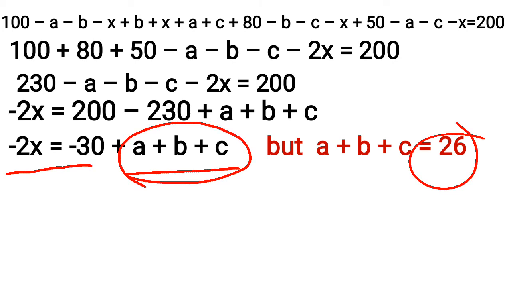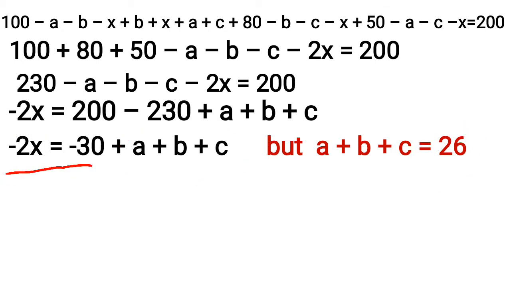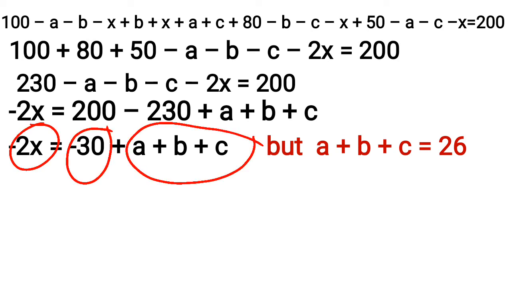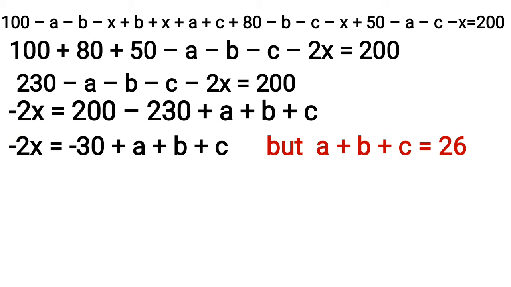So that's going to be negative 2x is equal to negative 30 plus 26. That's how it's going to be, because wherever we see a plus b plus c, we should put 26. All right, so I have negative 2x equals negative 30 plus 26. So you see now the a, b, c's are gone. We are left with only x, which becomes very easy to find. So negative 2x is equal to negative 30 plus 26, which is going to be negative 4.